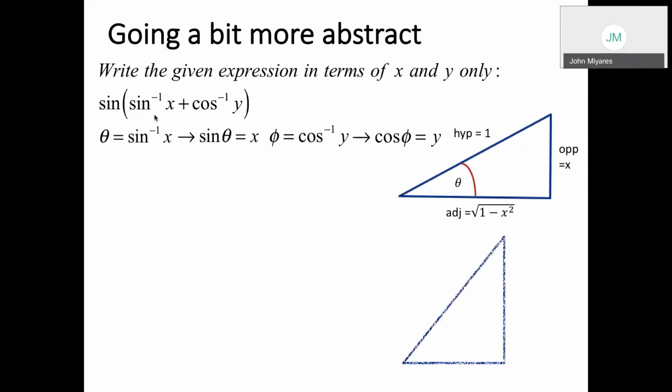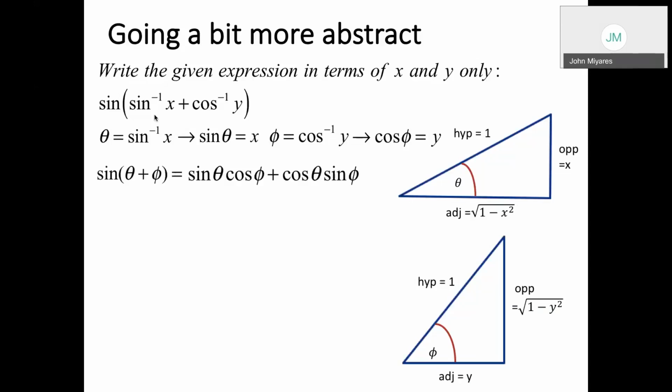Now let's draw a different triangle for our other angle, phi. Since here we're saying that the cosine of phi equals y, then our adjacent side will equal y, and our hypotenuse will equal 1. Using the Pythagorean theorem on this triangle, the opposite side will simplify as the square root of the quantity 1 minus y squared. Now that we have our reference triangles in place, let's see how that can simplify matters.